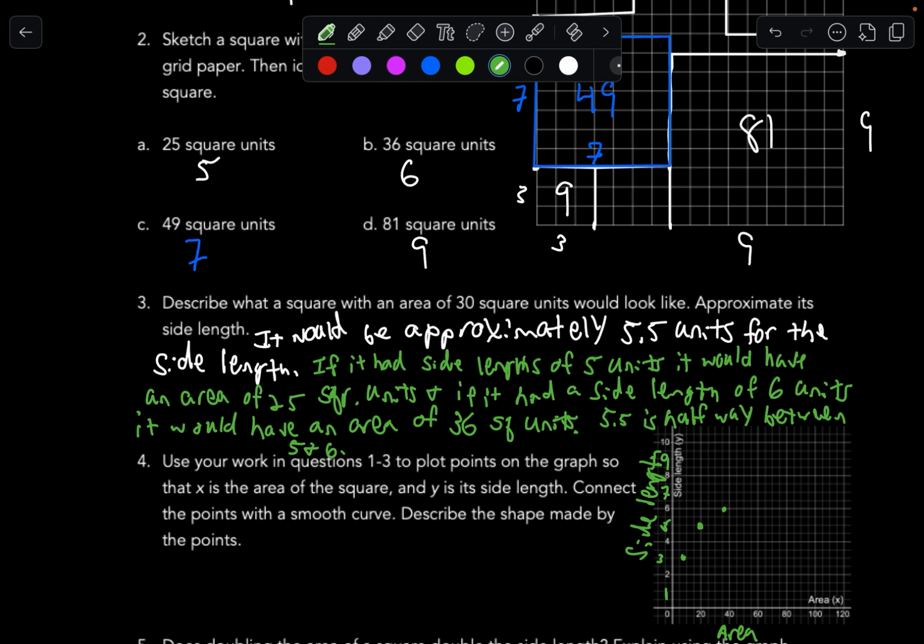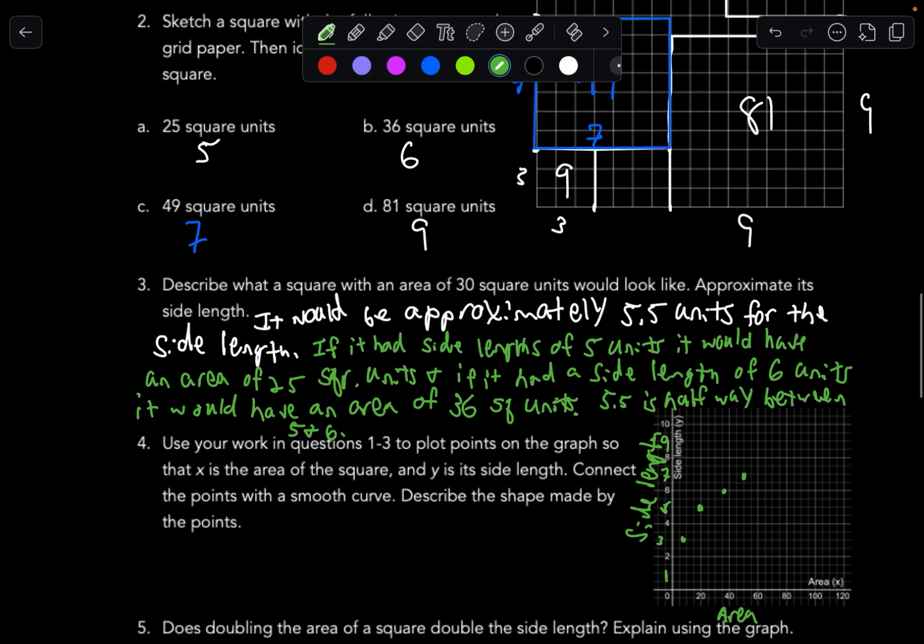And then the next one is 49, which is about halfway between, it's about 50. And we're up here at 7, which is halfway there. So 50 would be about there. 49 would be about there. And then lastly, 81, which is just a little bit to the right, is 9. And 9 is midway. So 81 is just right about there. And then at 0, we have 0 side length. So it looks like we have a graph that looks like this.